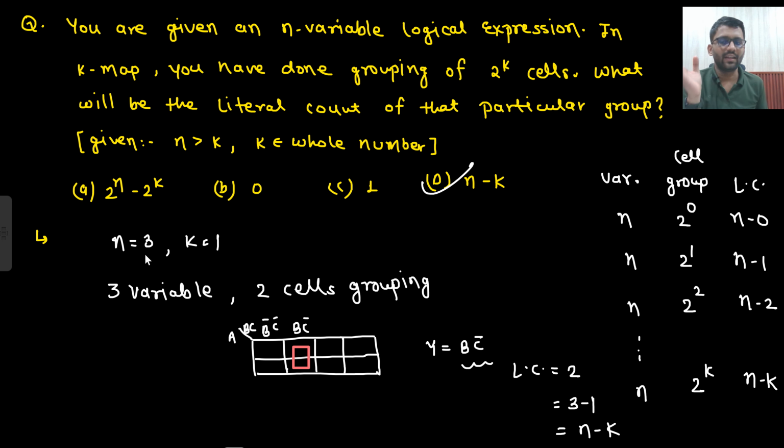Let's understand it again. 3 variables were there. I assume that 2 cell grouping is there. So what will be the literal count? That would be B C bar. So literal count is 2, 1 and 2. So that is n minus k.